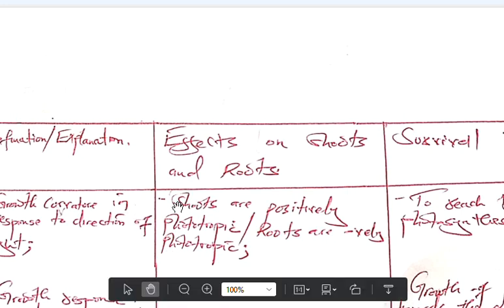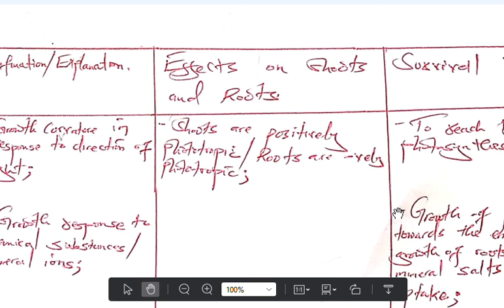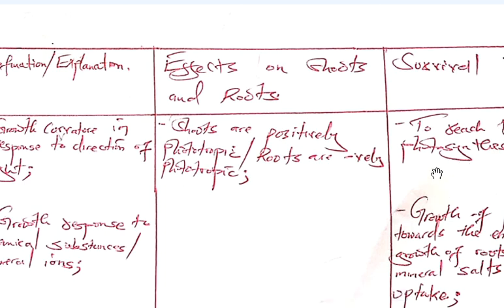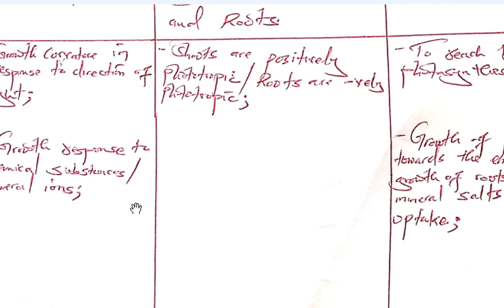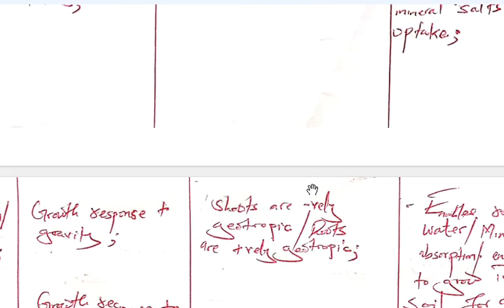Phototropism, and this is a growth curvature in response to the direction of light. The effect on shoots and roots: the shoots are positively phototropic while roots are negatively phototropic. And the survival value, the importance, is that it enables shoots to reach light for photosynthesis. Next we have chemotropism, and this is growth response to chemical substances or mineral ions. The survival value: growth of the pollen tube towards the embryo sac enables fertilization to take place.